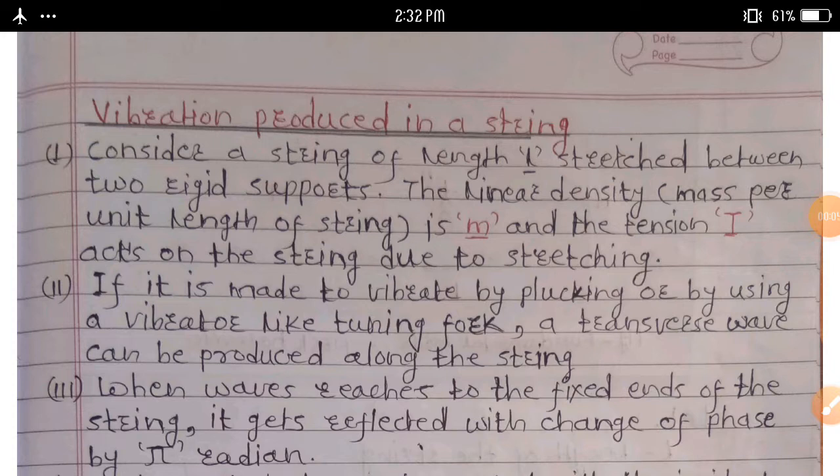Today we learn a new topic: vibration produced in a string. In this topic, we can discuss different modes of vibration. We consider the fundamental mode of vibration. Next, consider the second mode of vibration, and another one, the third mode of vibration. We can consider these modes one by one here.